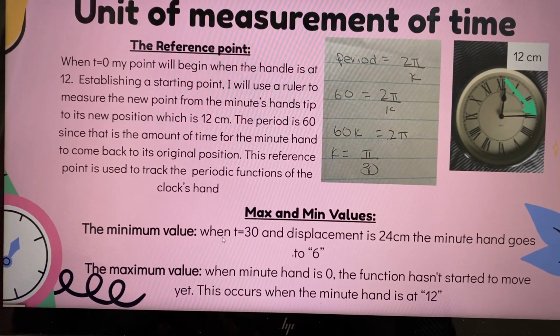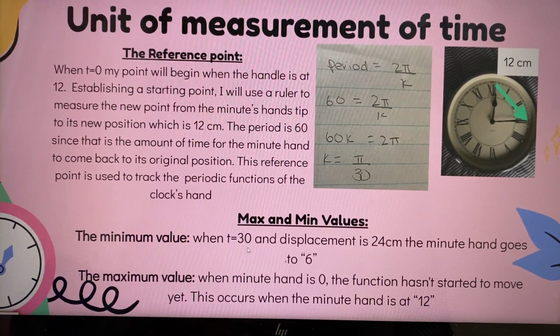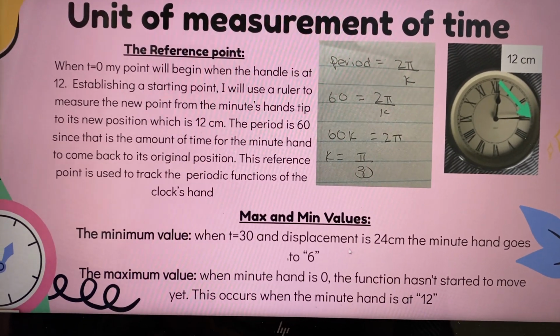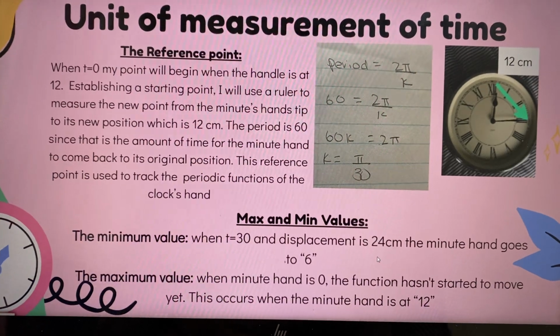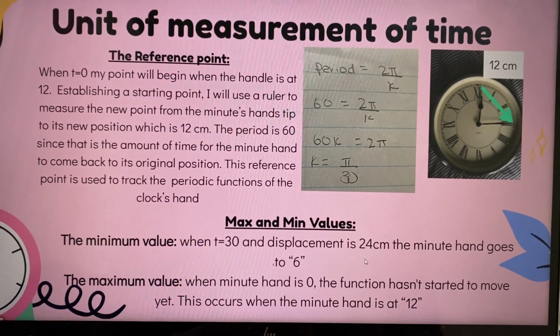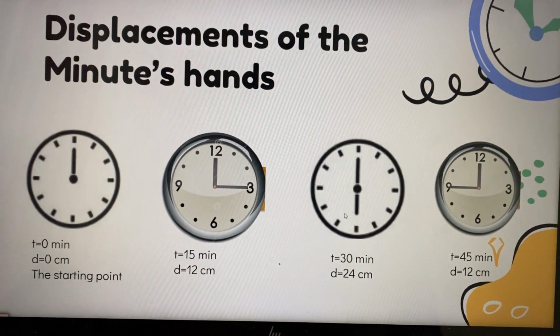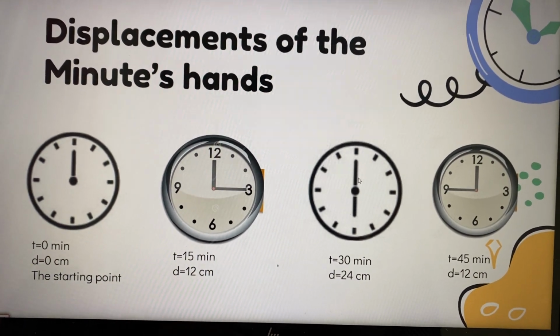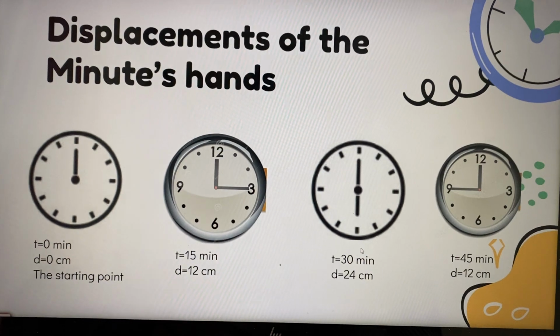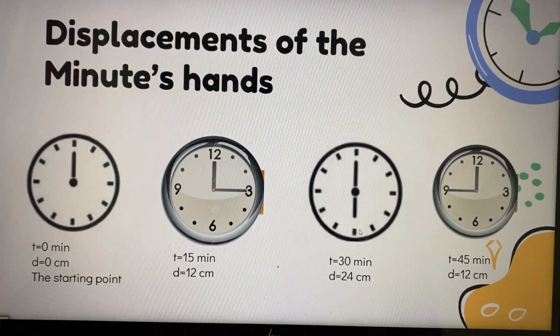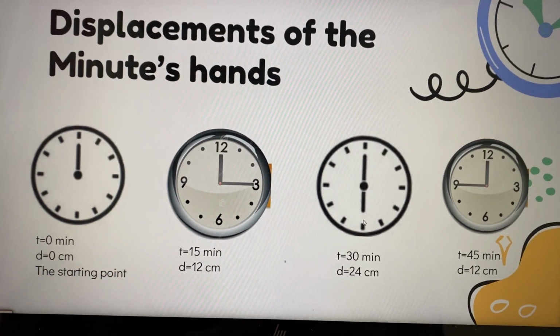So for the minimum value, when t equals 30 and displacement is 24 centimeters, the minute hand goes to 6. So if we look back in here, at this third clock, we can see that at 30 minutes, it's 24 centimeters, and this is at 6, so that is the minimum value.